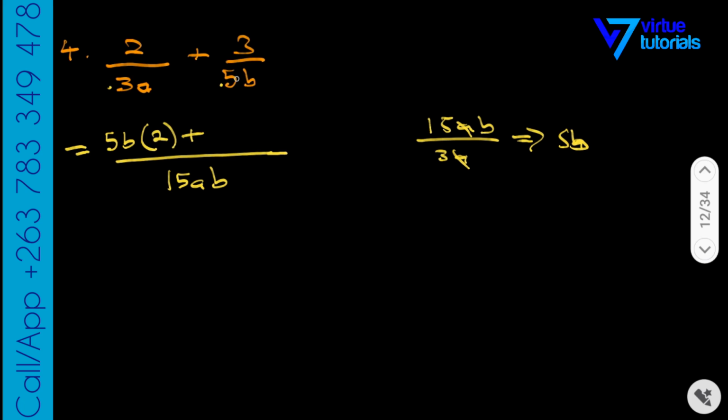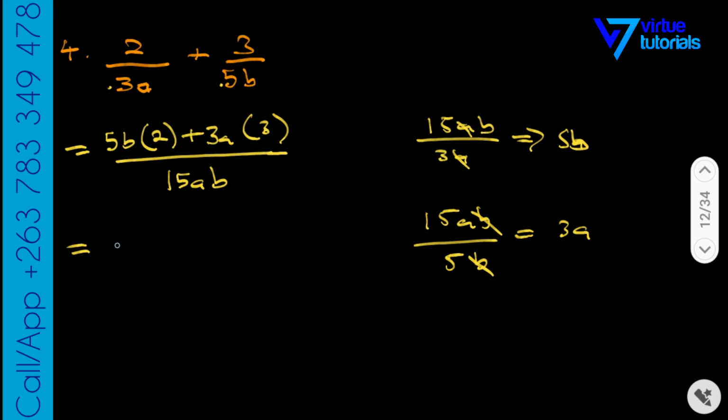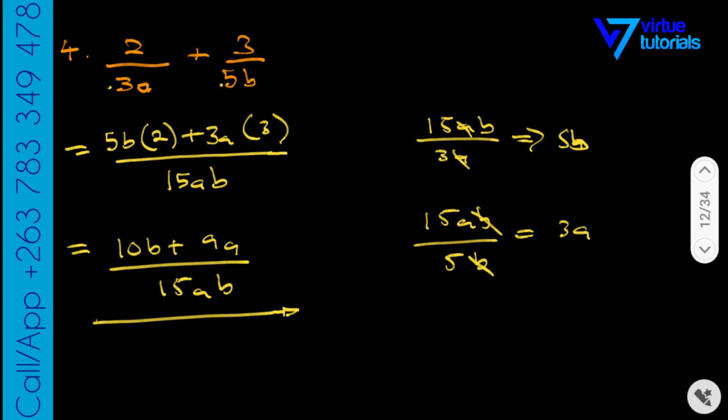Then plus my 5b into 15ab. Just to show you, 15ab, and I have my 5b. So you can see the b's cancel off, and then 5 divides into 15a, giving you a 3a. 3a times the numerator, which is 3. So this gives me 5b times 2, that's 10b, plus 3a times 3, that's 9a, all over 15ab. And then that is your result. These are not like terms, so you can't simplify further than that.